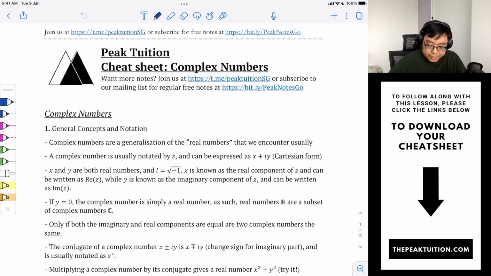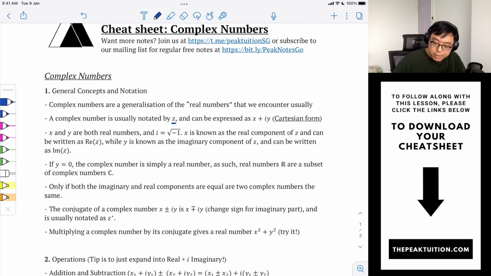So, complex numbers are basically a generalization of the real numbers that we usually encounter, and it is usually denoted by z, unlike how we denote our real numbers by x. Complex numbers are represented as x plus iy. This is known as the Cartesian form because there are many ways to represent complex numbers. In this case, x and y are both real numbers, and i equals the square root of minus 1.